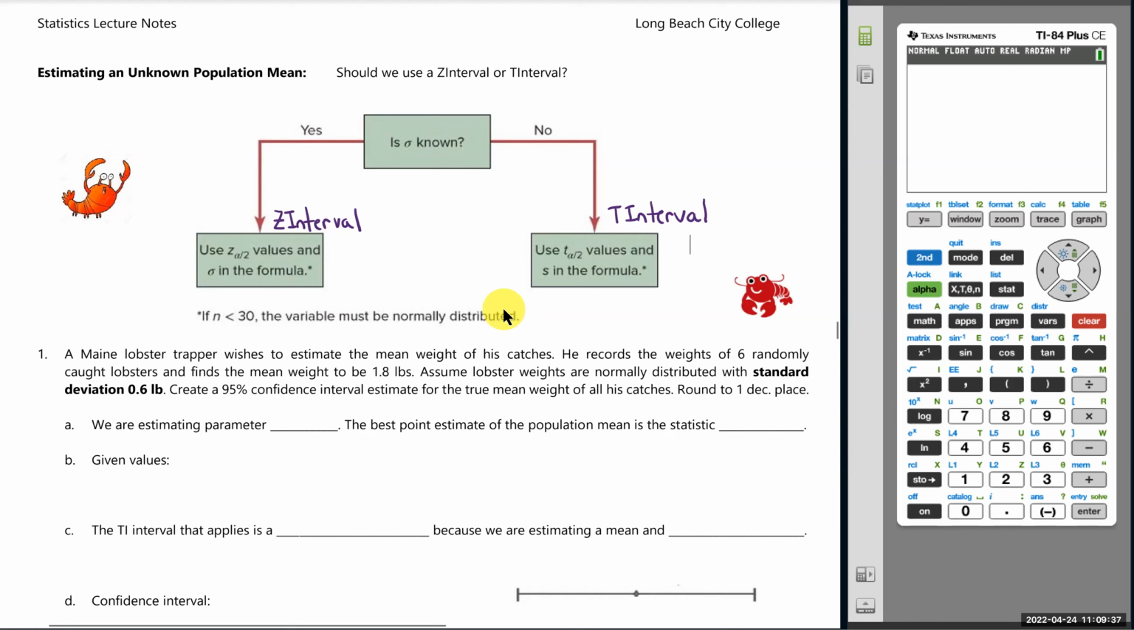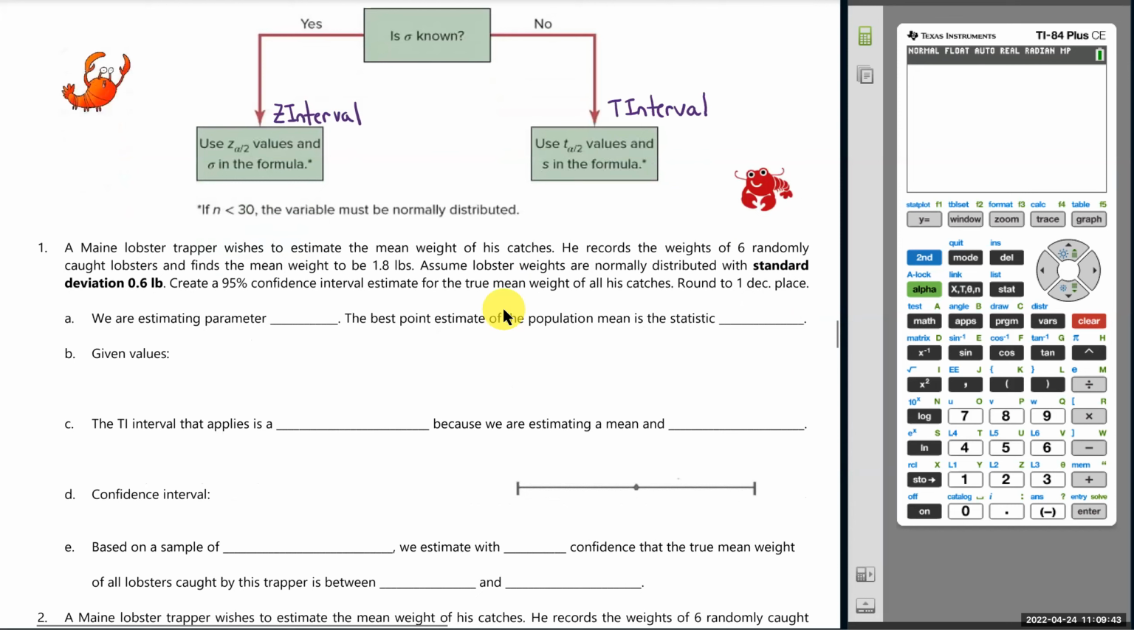So let's see if we can identify the difference and the effects of using a z versus a t interval. Number one, a Maine lobster trapper wishes to estimate the mean weight of his catches. He records the weights of 6 randomly caught lobsters and finds the mean weight to be 1.8 pounds. Assume lobster weights are normally distributed with a standard deviation of 0.6 pounds. We're creating a confidence interval estimate for a mean, so we have a decision to make, z or t, and we'll be rounding to 1 decimal place.